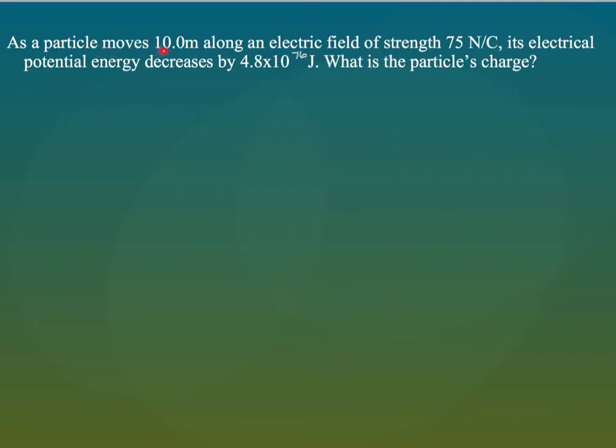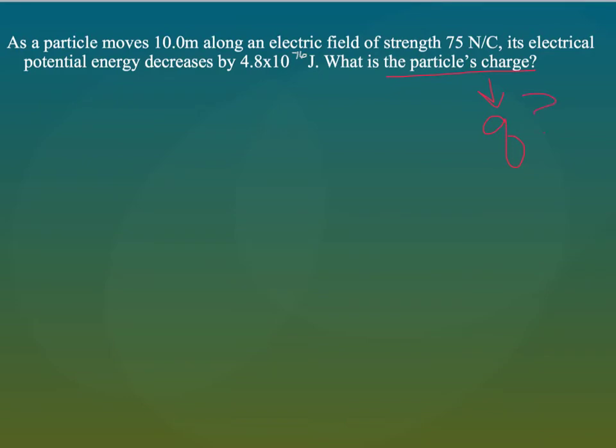It says a particle moves 10 meters along an electric field of strength 75 newtons per kilometer, and its electrical potential energy decreases by 4.8 times 10 to the negative 16th joules. What is the particle's charge? Remembering the way we solve problems, we look for what it's asking us to find first. At the end it says, what is the particle's charge? Charge is Q, so that's what we need to find.